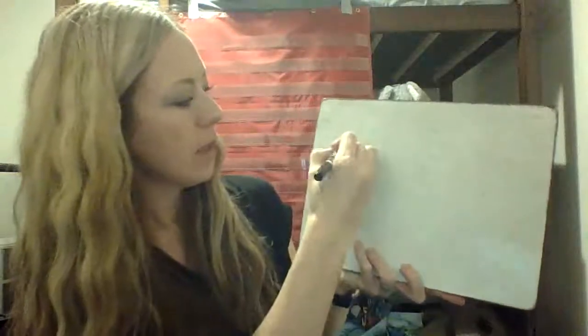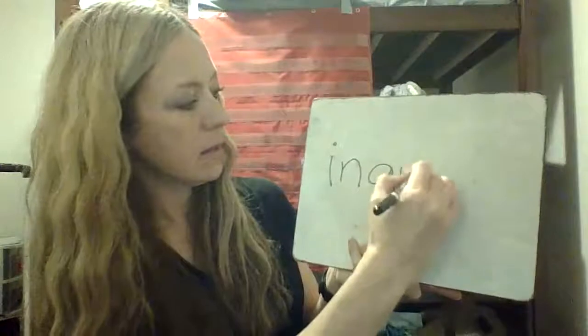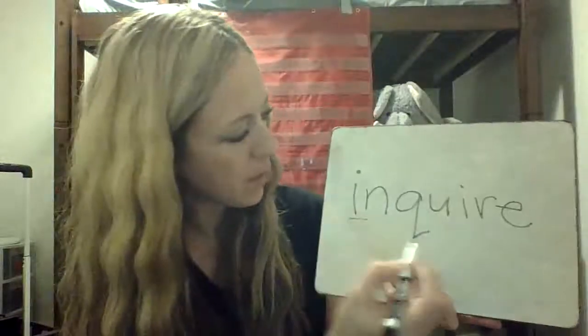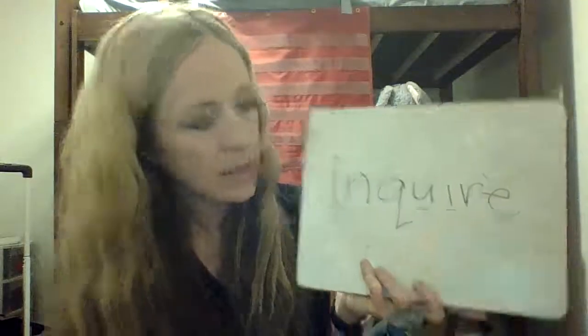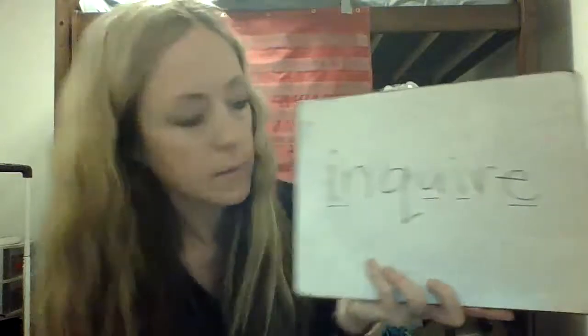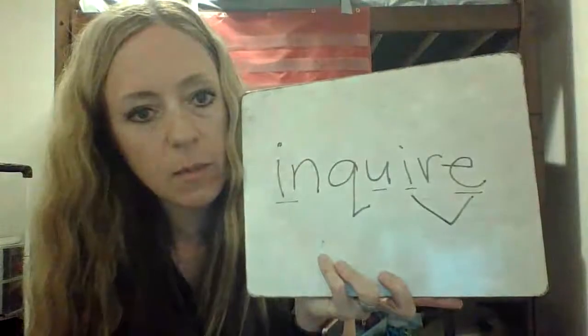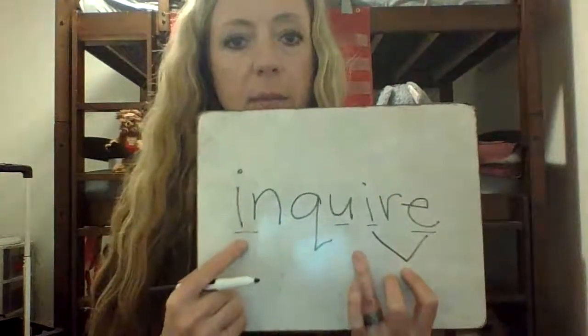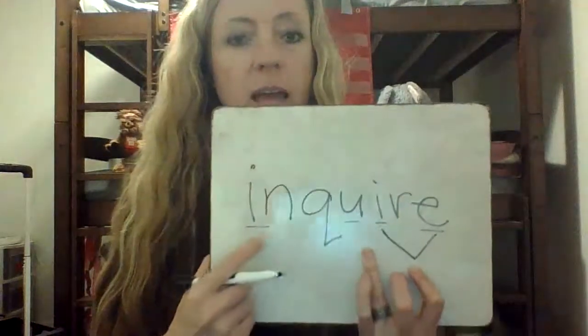Let's see. Let's try another one. Trying to find some that might be tricky. Let's try this one. Okay, let's see if you've seen this word before. I-N, that's a Q, U-I-R-E. Okay, find the vowels. Now this is going to be tricky. Look at all those vowels. Okay, I'm going to hook these because I know that's a silent E syllable. Okay, I'm going to look between the vowel sounds. How many consonants do you see? 1, 2.